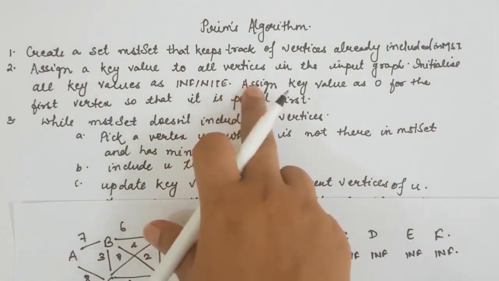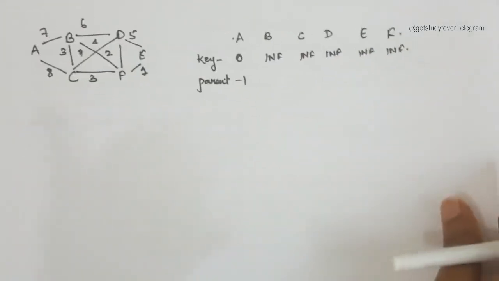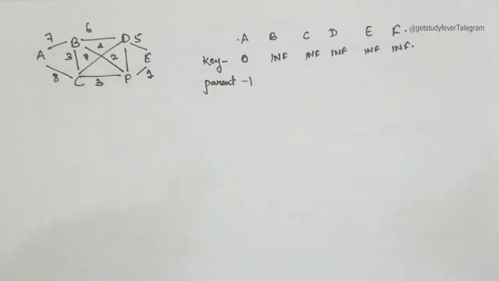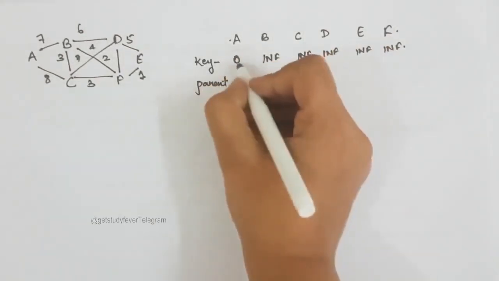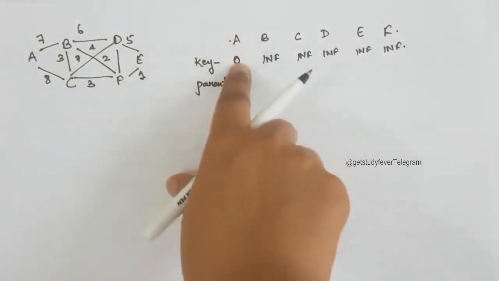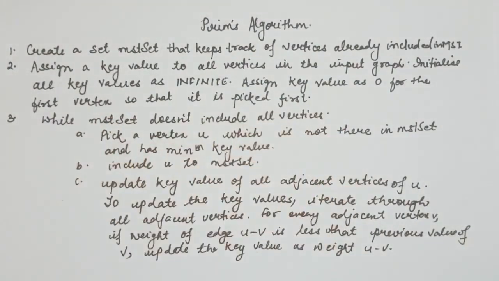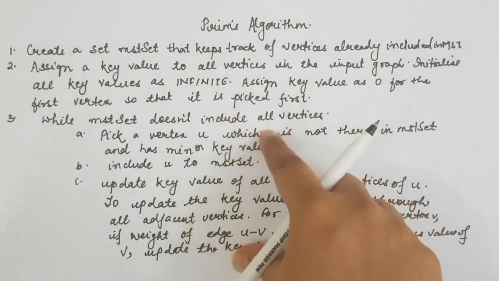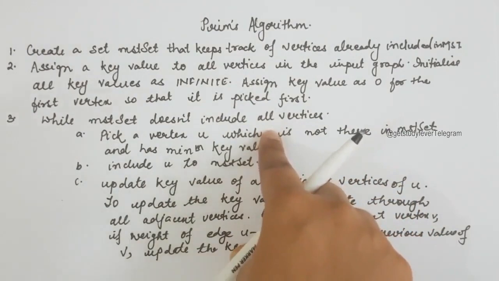Again, as you can see, assign key value 0 to the first vertex so that it is picked first. Every time we are trying to pick a vertex such that the edge has the minimum value, or the key has the minimum value among all the vertices. So if we put it as 0 and go for the first run, we will pick vertex A because A has the minimum value. Now, while the MST set does not include all the vertices, we will have a kind of while loop, and we will keep running this loop until all the vertices are in the minimum spanning tree.